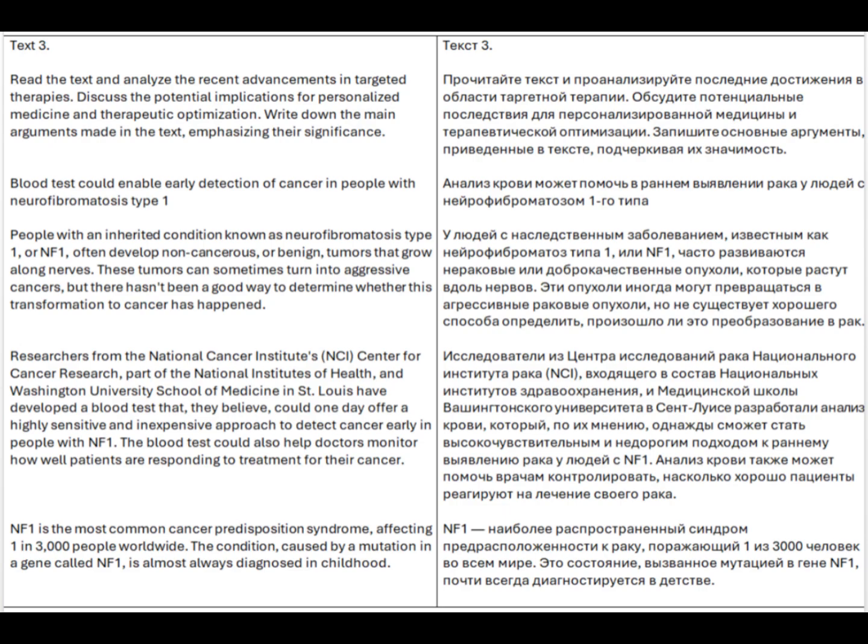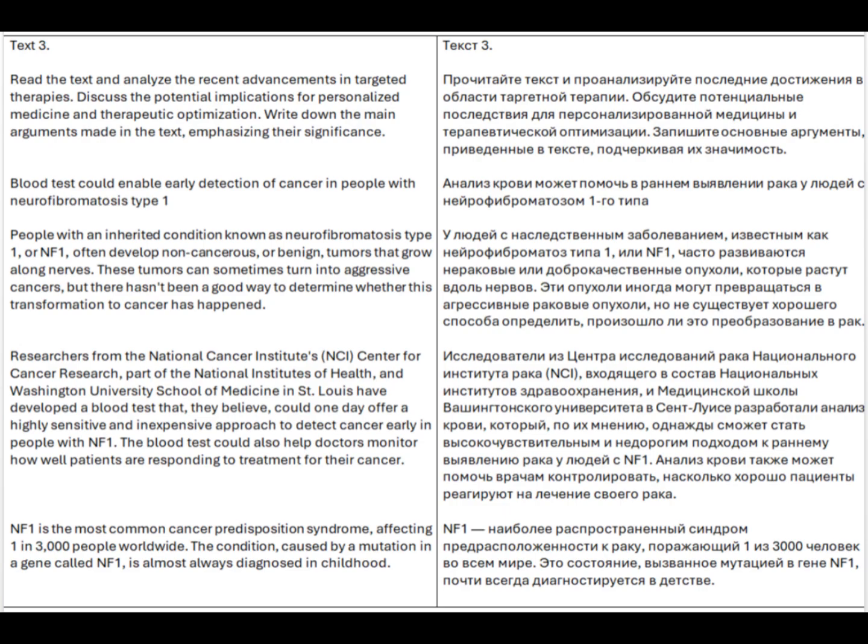Researchers from the National Cancer Institute's, NCI, Center for Cancer Research, part of the National Institutes of Health, and Washington University School of Medicine in St. Louis have developed a blood test that, they believe, could one day offer a highly sensitive and inexpensive approach to detect cancer early in people with NF1. The blood test could also help doctors monitor how well patients are responding to treatment for their cancer.